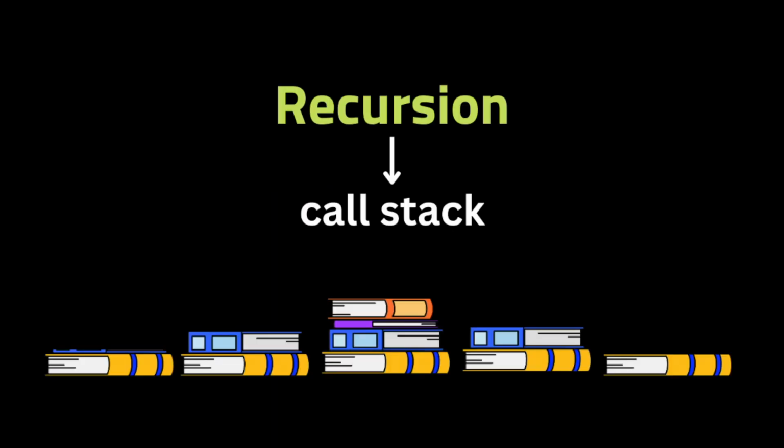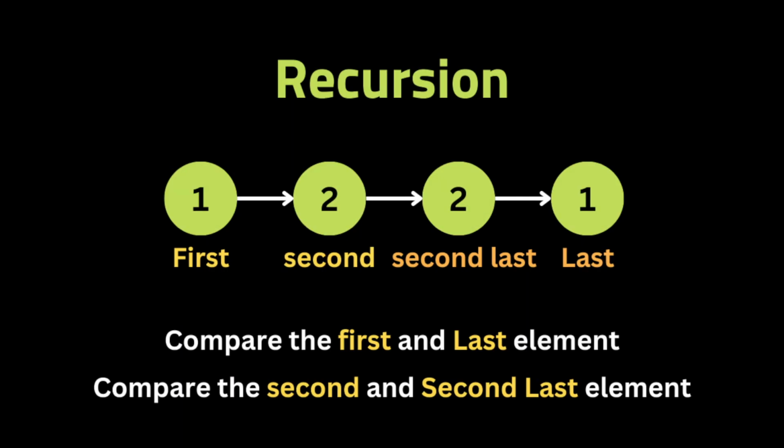So the second way to solve this problem is by using recursion. The recursive function uses something called the call stack. When a program calls a function, that function goes on top of the call stack. This is similar to a stack of books. We add things one at a time, then when you are ready to take something off, you always take off the top item. So let's say we have this input linked list.